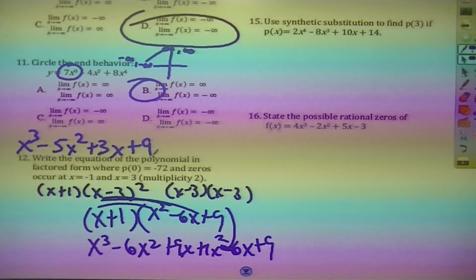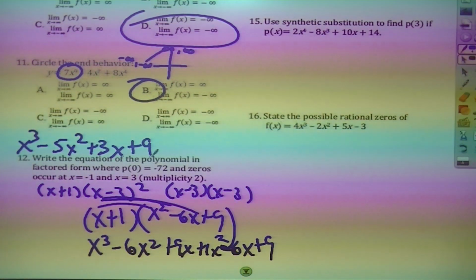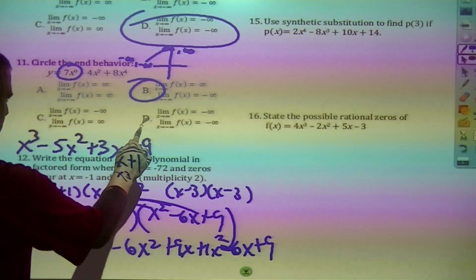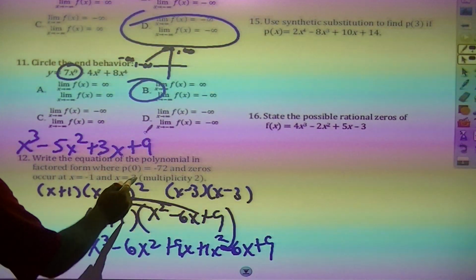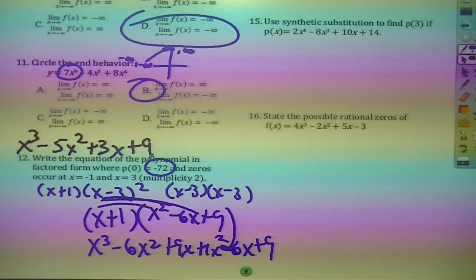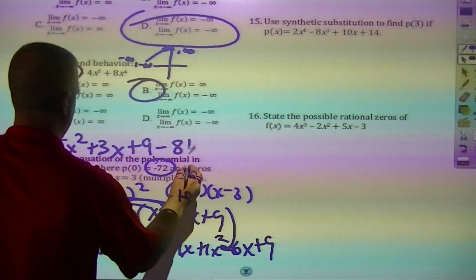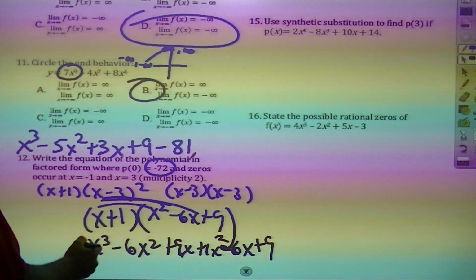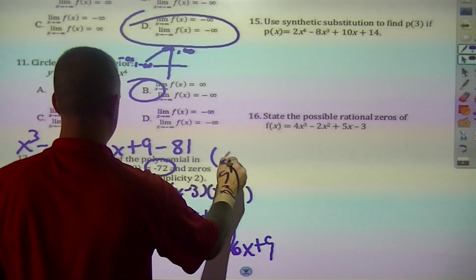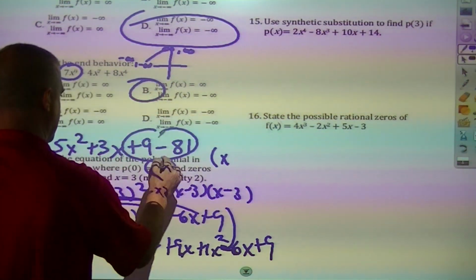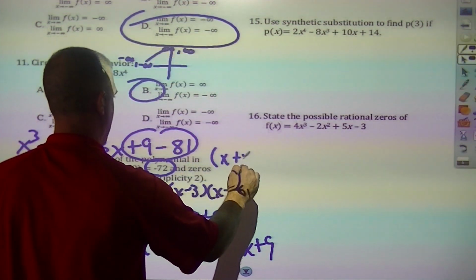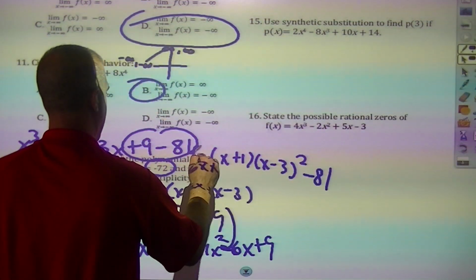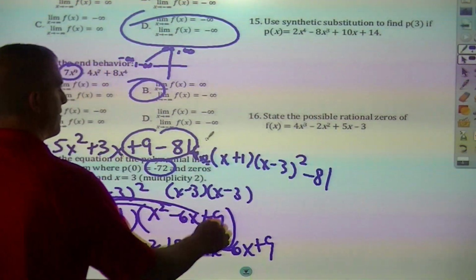Well, if I evaluated this, I put in 0. If I put in 0 for those, what would end up happening is I would have a result of 9. So I need it to be negative 72. The only way that's going to happen is if that were to have the negative with it. Negative 81. So in factored form, this would be x, so these would combine to get you the negative 72. So I got x plus 1, x minus 3 squared, minus 81. That would be my function, f of x. So that's my function there.